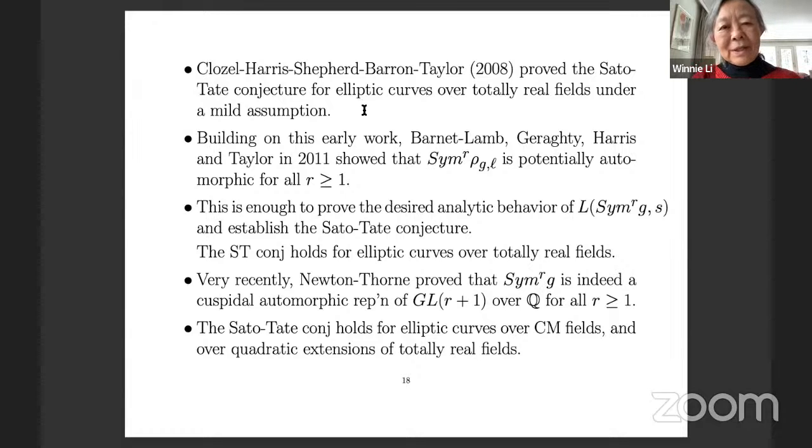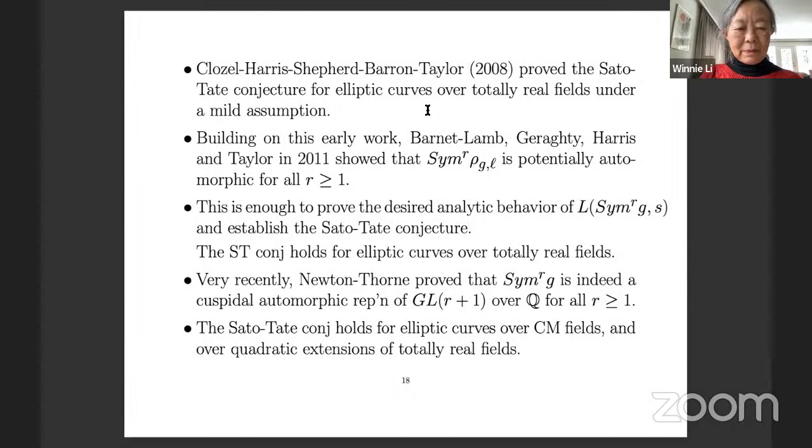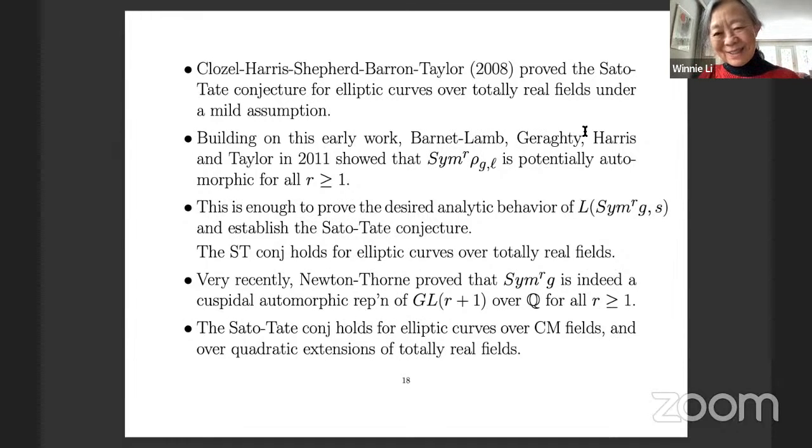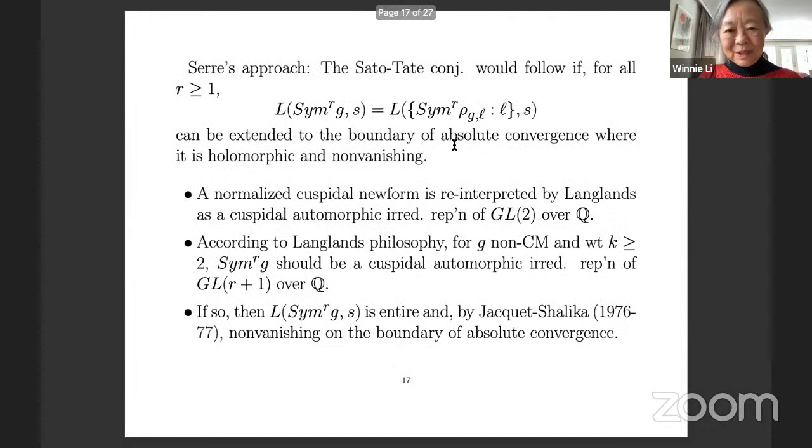The Clozel, Harris, Shepherd-Barron, and Taylor have this big paper which proved the Sato-Tate conjecture for elliptic curves over totally real fields under a mild assumption. Okay, and then this joint work was further extended by Barnet-Lamb, Geraghty, Harris and Taylor in 2011. So they work on the side of Galois representations. Okay, so they did not prove that.